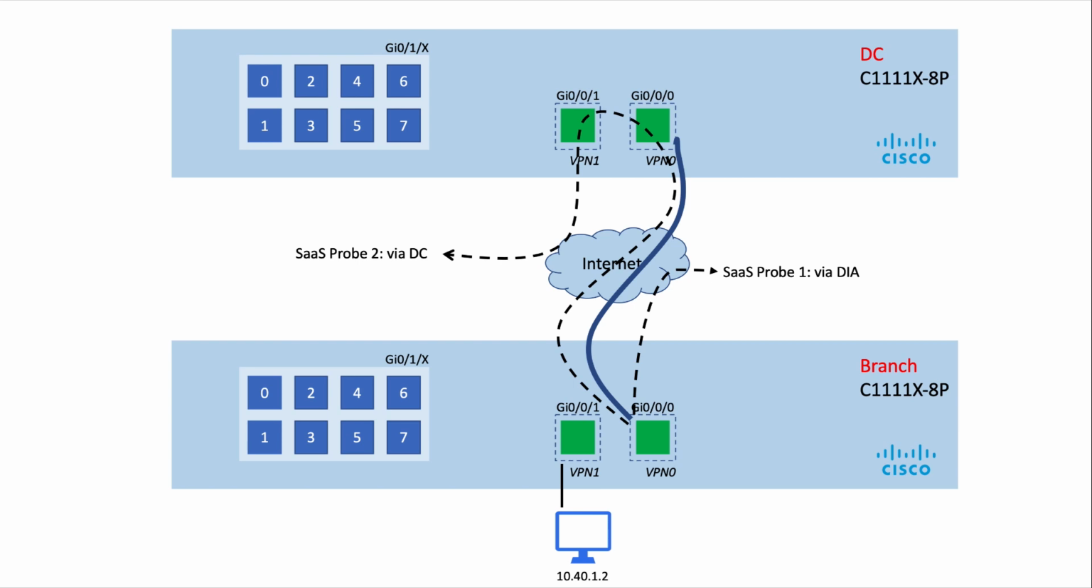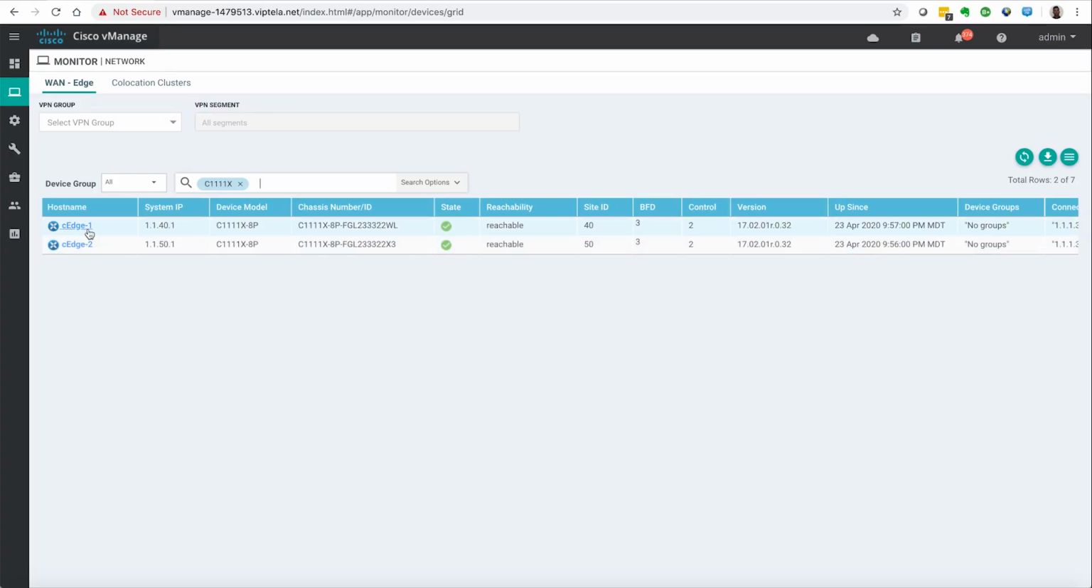We will be generating Office 365 traffic from 10.40.1.2 and see how the path is being taken towards that application. We are going to use today CH1, which is in the branch, CH2, which is the data center device. I will show you in the next steps.